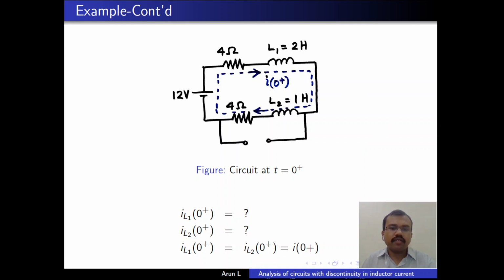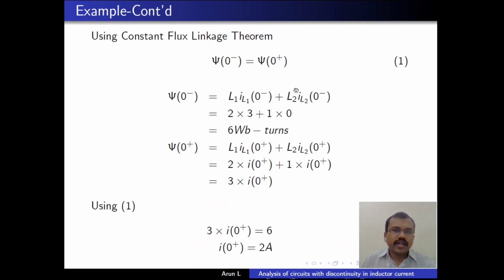So we can write IL1(0+) will be equal to IL2(0+), and it is equal to an unknown value I(0+). Now there are different ways to calculate this value I(0+). We will use the constant flux linkage theorem to evaluate I(0+). The constant flux linkage theorem states that in a closed circuit, the total flux linkages cannot change instantaneously if the circuit consists only of independent sources of constant magnitude and resistors and inductors of constant, finite values.